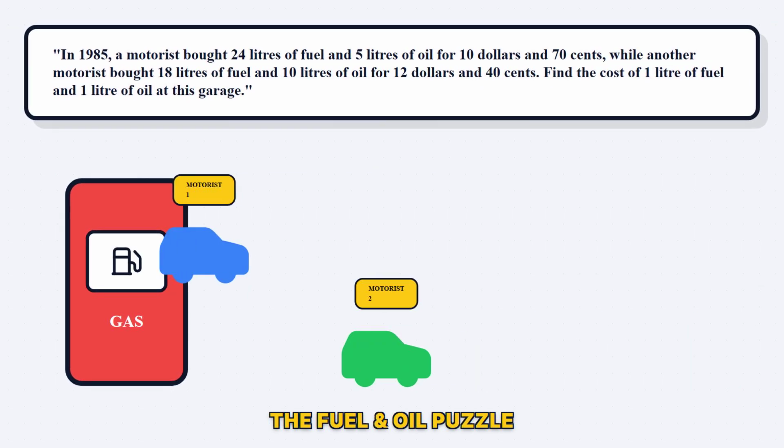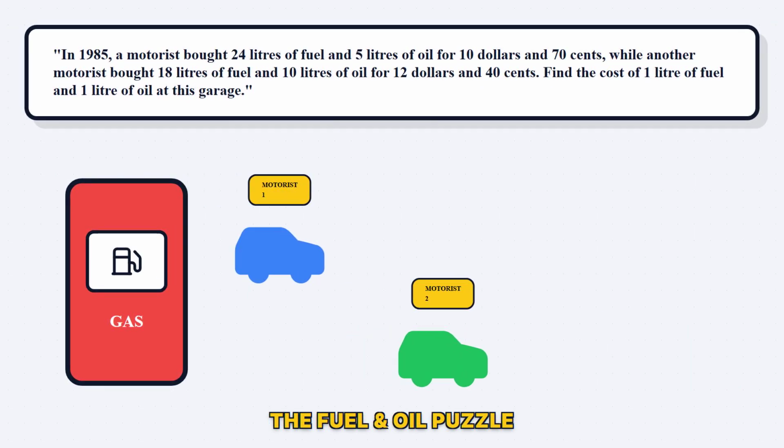Look at this puzzle. In 1985, a motorist bought 24 liters of fuel and 5 liters of oil for $10.70, while another motorist bought 18 liters of fuel and 10 liters of oil for $12.40. Find the cost of 1 liter of fuel and 1 liter of oil at this garage. This feels like a lot of data, but it's just a simple shopping story. Let's break down the logic.